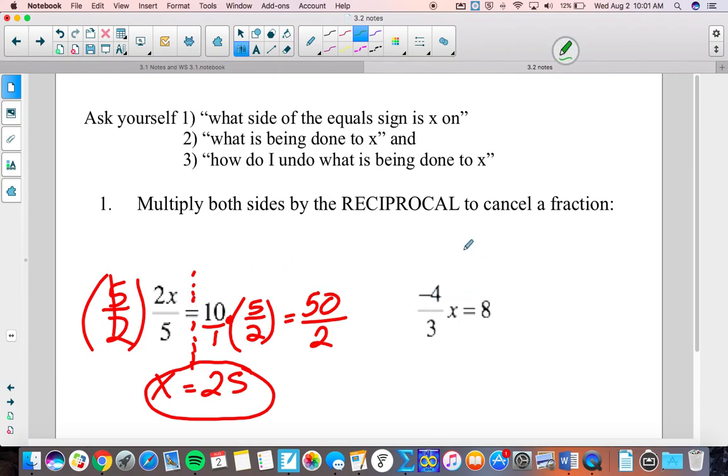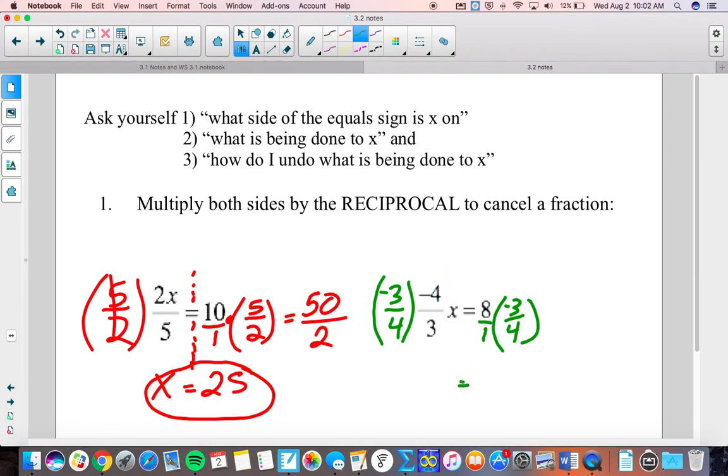Second example, over yonder. X is being multiplied by negative 4/3. So to undo multiplying by a fraction, we multiply by the reciprocal. So it would be like 3/4, but it needs to be negative. So technically we should put the negative sign up top. Put the negative sign down with the 4, because the 4 is negative for the other fraction. That's fine too. What we do to one side though, we have to do the other side. So I need to multiply this side by negative 3/4. And since this is not a fraction, let's make it a fraction so we're speaking the same language.